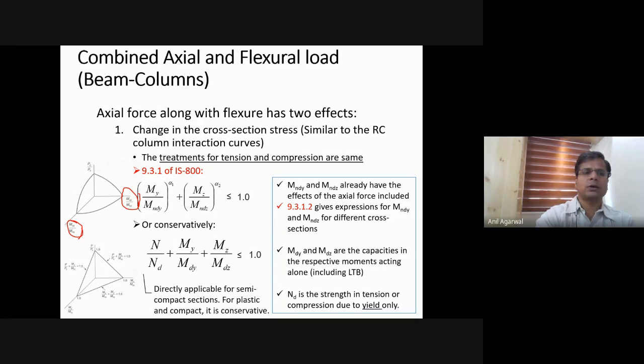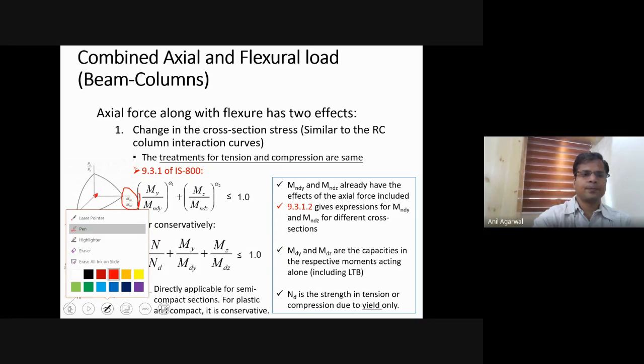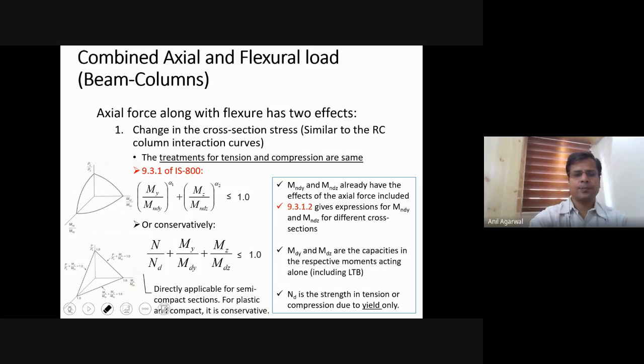And starting from the origin, as long as you are within this geometry, your column has not reached the limit state. The same geometry is represented in equation form here. Yeah, so this equation you can see.